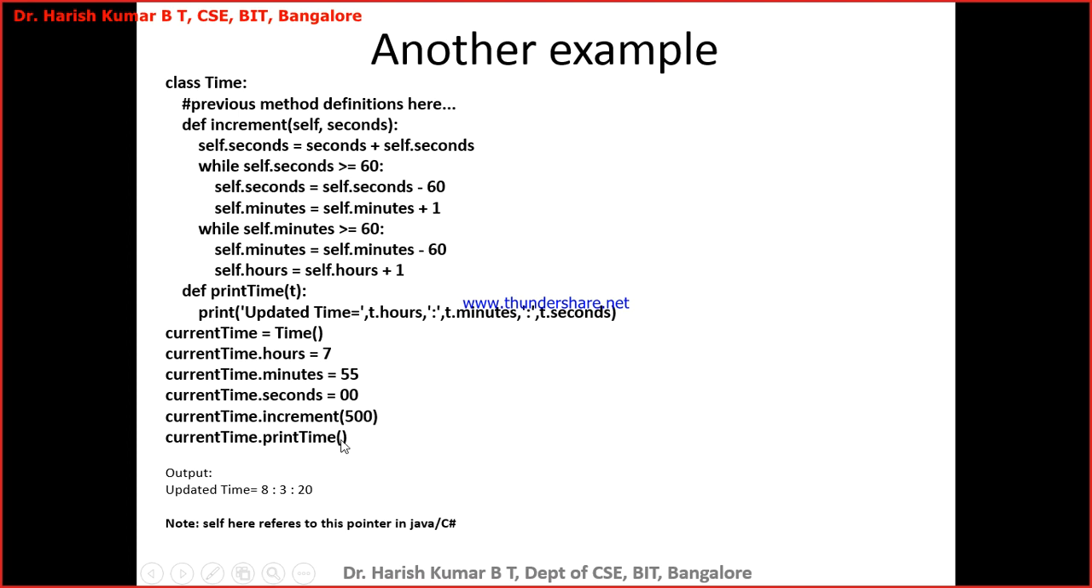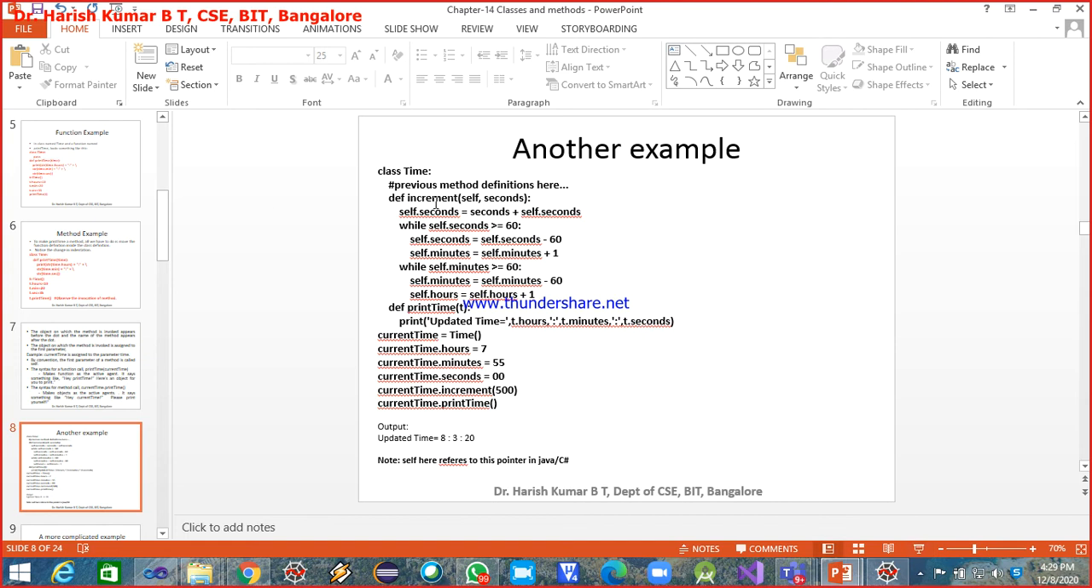Now for print time, the first argument that is passed is always the current time, the object on which this method is invoked. Now current time gets copied to t. T is also pointing to the current time object, and I am printing its hours, minutes and seconds. Okay, now we'll execute this.